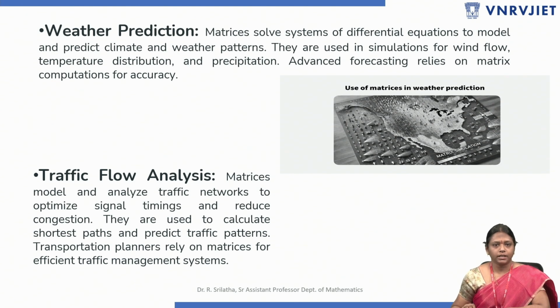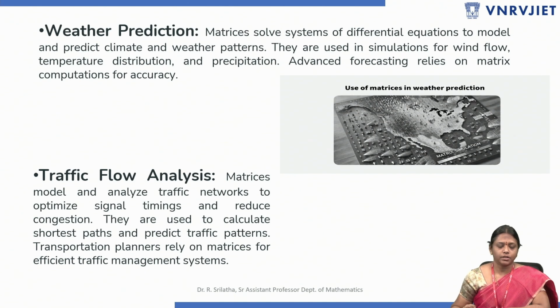So here we'll be finding the grids. Each grid represents a location where we are measuring the temperature and wind speed. Matrices solve the system of differential equations to model and predict climate and weather patterns. They are used in simulations for wind flow and temperature distribution, and advanced forecasting relies on matrix computations for accuracy.